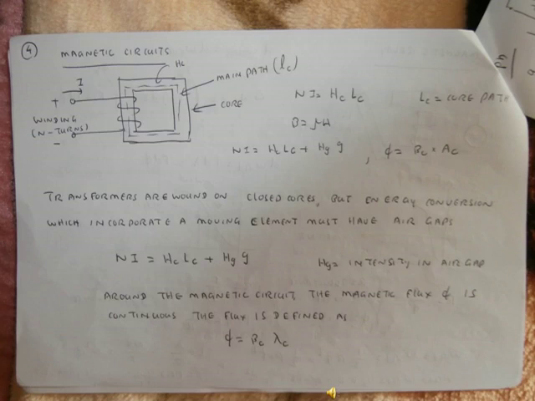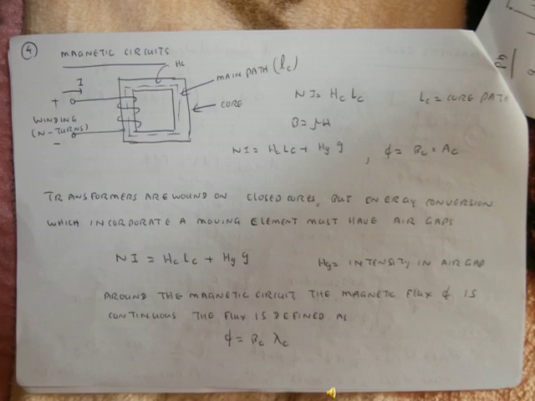Therefore, we can write the equation Ni equal to HC LC plus HG G. In this case, HC is the magnetizing force in the core, HG is the magnetizing force in the air gap, LC is the length of the main part of the magnetic circuit, and G is the length of the air gap. So phi equal to BC multiplied by AC, where BC is the magnetic flux density and AC is the area of the core. Those equations are what we utilize to calculate the magnetic circuit.